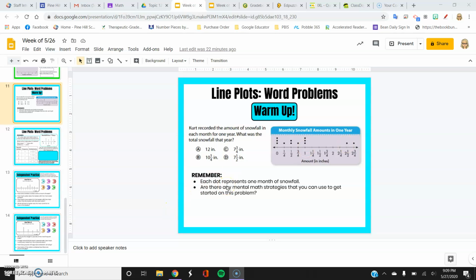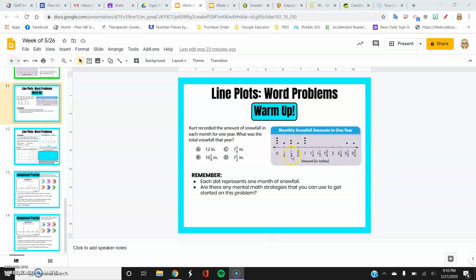And then I asked a question to remind you, are there mental math strategies that you can use to get started on this? And what I mean is, if I look and add these up, is there some of them that I can add up in my head mentally before I just start writing everything out and trying to add 12 different sets of data? So what I mean is right away, I don't have to do anything with these months. There's 0. So if I add 0, I get the same number.